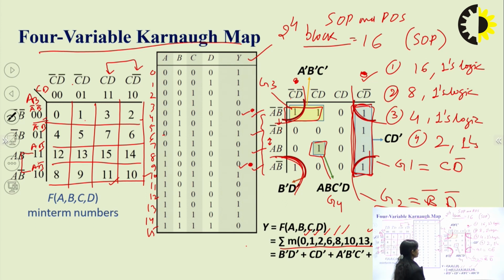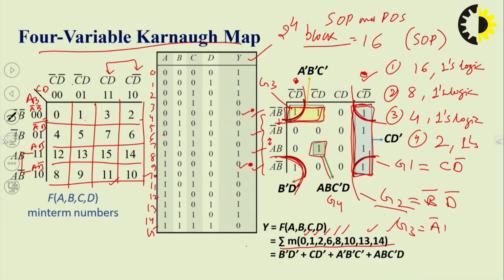After this, G3. G3 is the pair of 2. So AB bar is only a single row, so this will be taken as it is. That means for G3, A bar B bar will be taken as it is because only a single row is there. And if we compare these two columns, column number 1 and 2, in this D bar and D will sum up to 1, so only C bar will be left here. And the last group, that is G4, is taken alone. It is a combination of third row and second column, so it will be taken as A B C bar D.